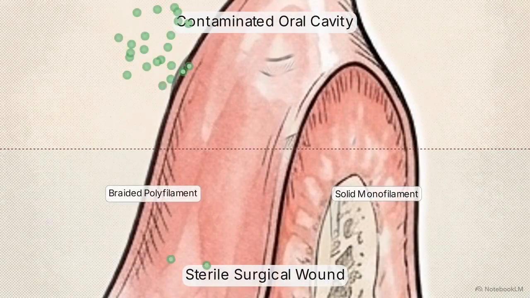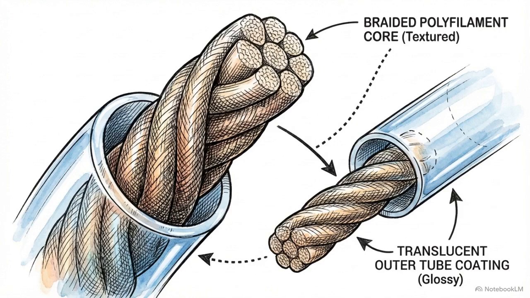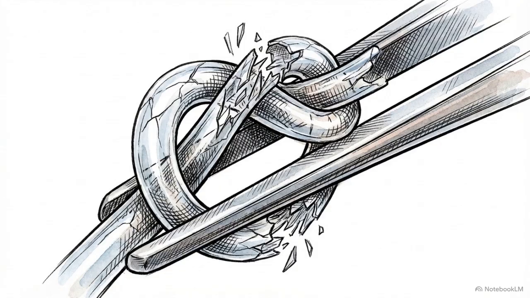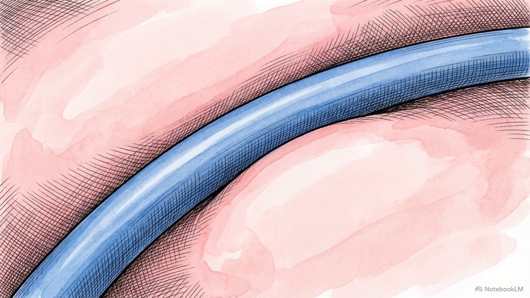Bacteria use microscopic gaps in the braided structure as a pathway to travel from the contaminated oral cavity deep into the sterile surgical wound. The solid surface of a monofilament thread blocks this pathway entirely. Manufacturers attempt to solve this by coating polyfilaments to create a pseudomonofilament, but this is a flawed workaround. The mechanical stress of passing the needle and tying the knot breaks this coating. Fragments flake off and deposit into the tissue, where they elicit a localized foreign body reaction and increase the risk of infection. Therefore, the required standard for periodontal thread is strict.